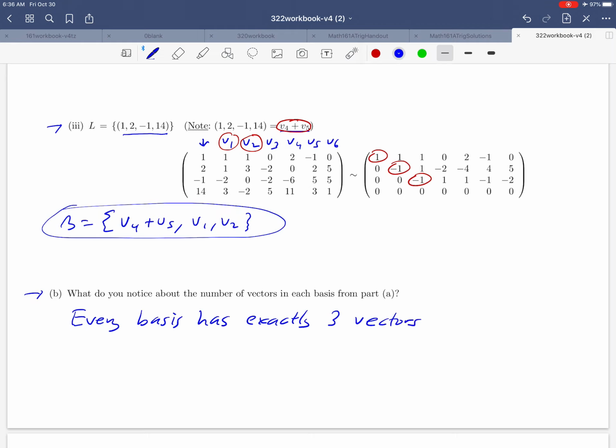And it turns out that that's no accident. That's a very special property that a basis of a vector space has to have. You take a vector space, there are going to be a lot of different bases, but they always have to have the same number of vectors. We'll continue with that thought in the next video.